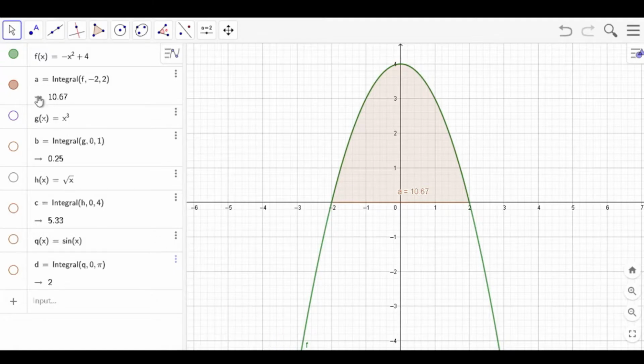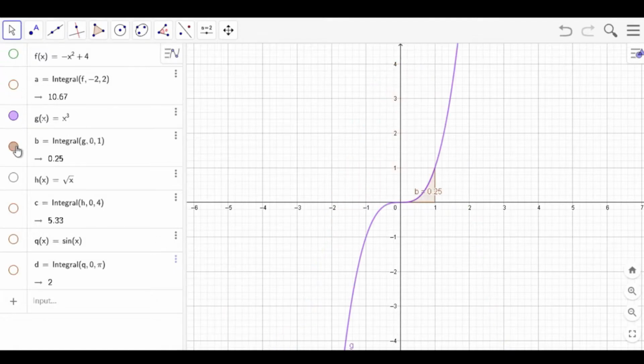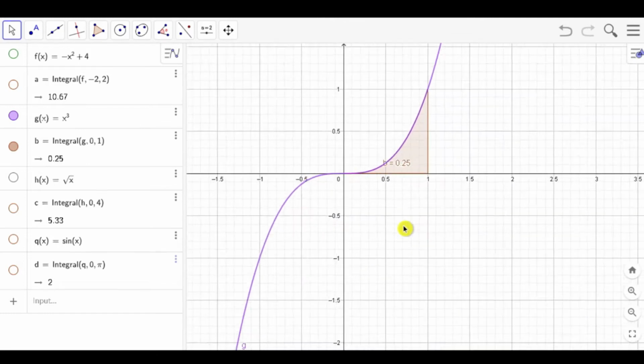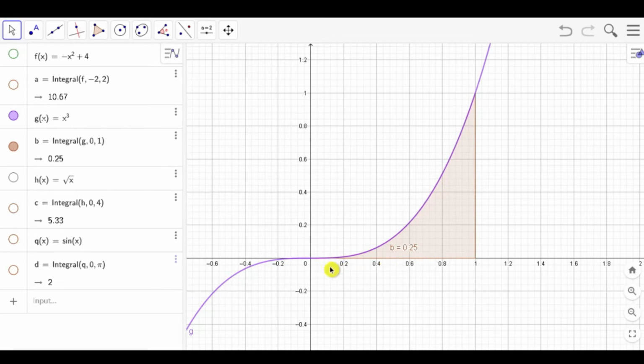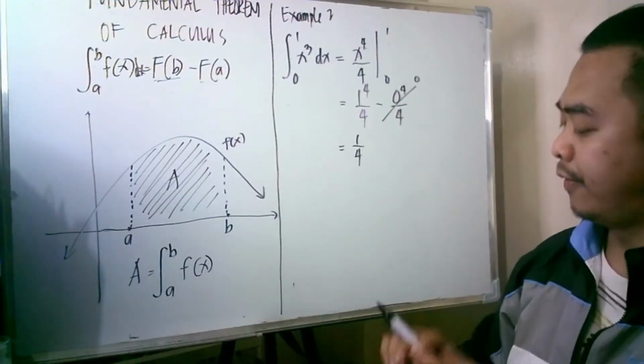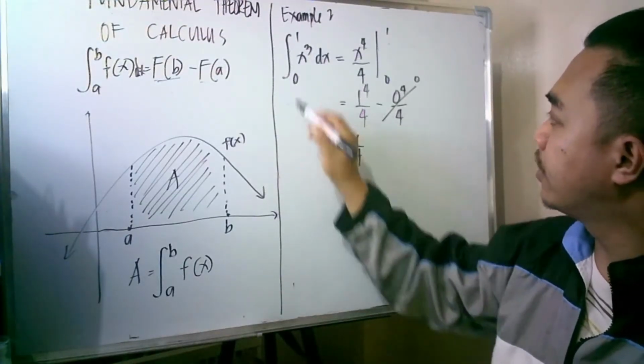Tingnan natin kung anong itsura ng x cube at yung area na hinahanap natin. Dahil nagsimula ako from 0 to 1, yung shaded area, yun yung kinumpute natin, no? Na 1/4. 1/4 units. Kaya 0.25. 0.25 is just the same as 1/4. Yun. So, yung purple na yan, yan yung representation ng x cube. Pero yung area, yun yung sinolve natin na definite integral. Let's have another one, square root of x. Yung mga simple muna na mga functions.